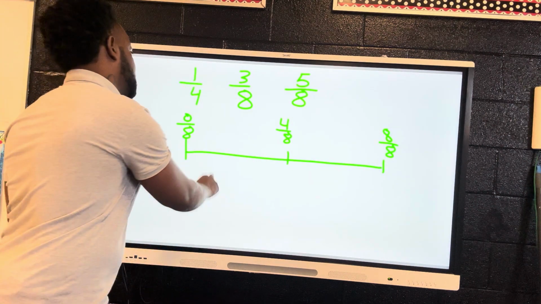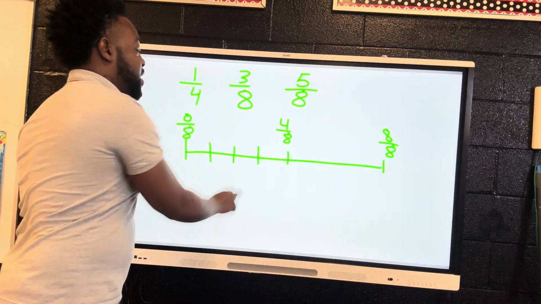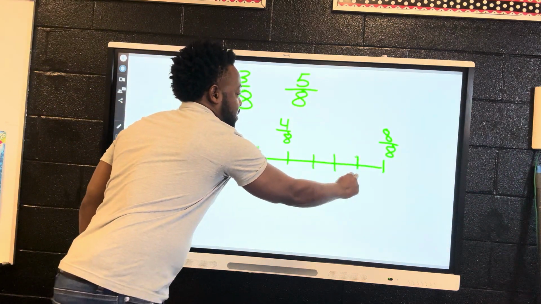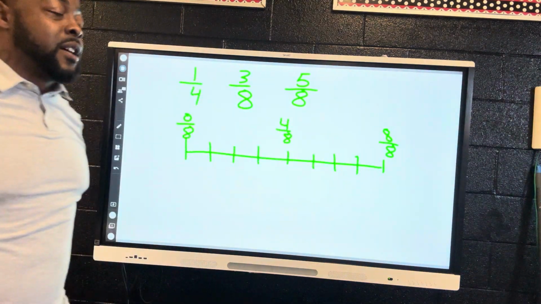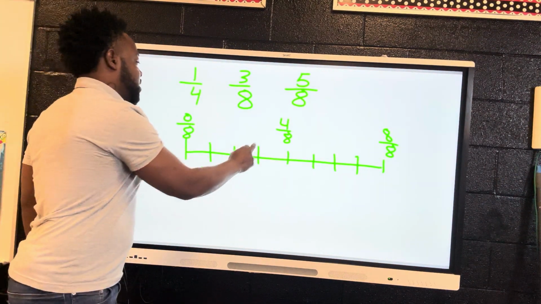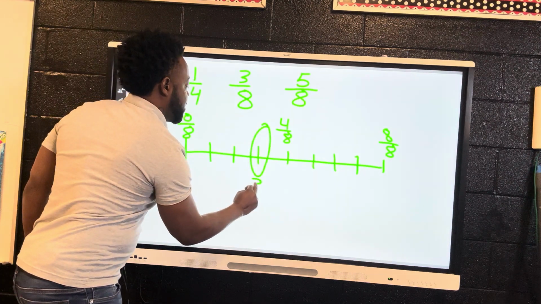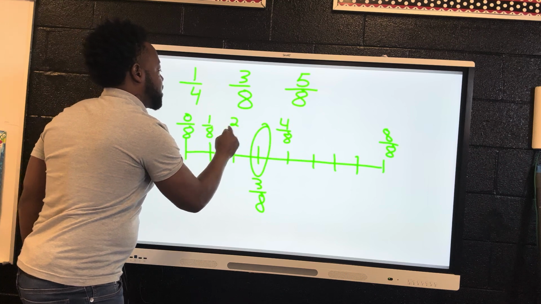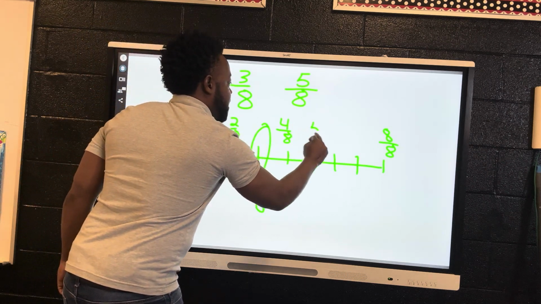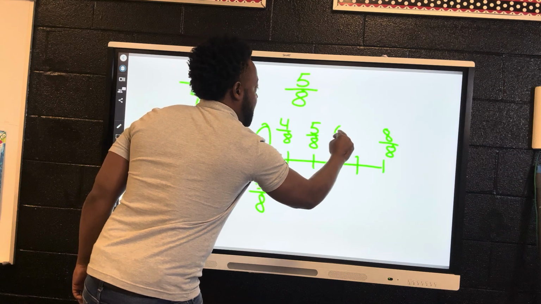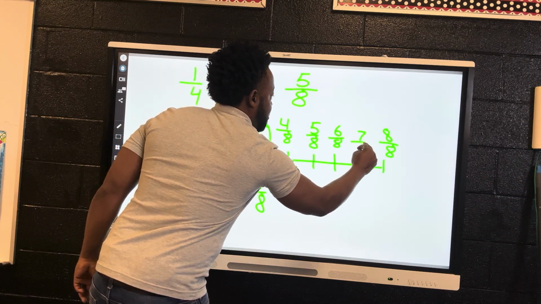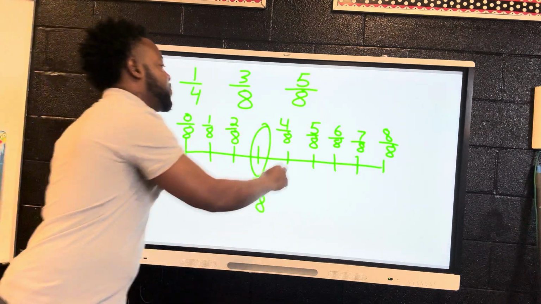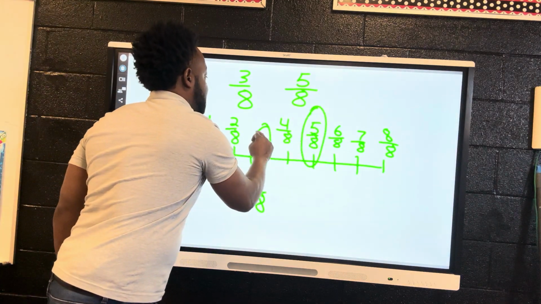Now I automatically know 1/8, 2/8, 3/8, 4/8 is right here. 5/8, 6/8, 7/8, 8/8 is already there. So I already see 3/8 is right here. Matter of fact, let's make this clear. And I've been telling the students to label the whole number line just so we can get used to doing it. So I see 3/8 is right here. I see 5/8 is right here.